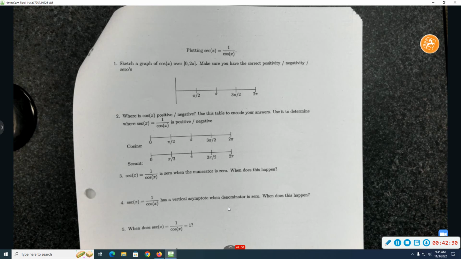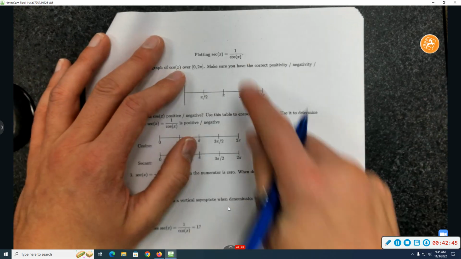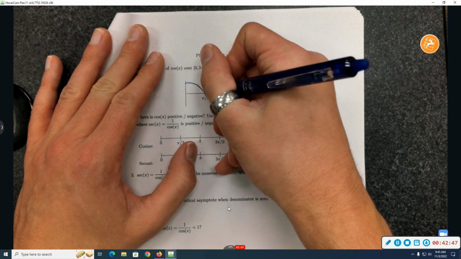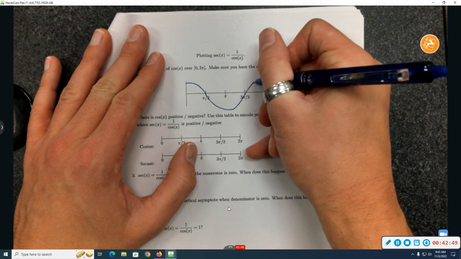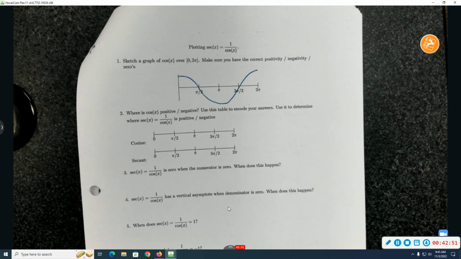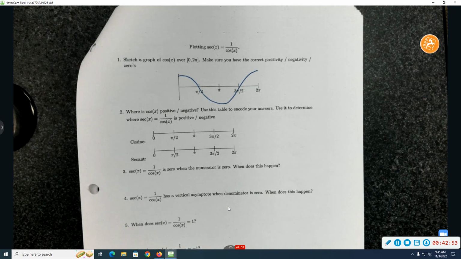So, secant is 1 over cosine. Cosine has period 2 pi. This should also have period 2 pi, so we can't play the game where we restrict ourselves to just 0 to pi. We have to go all the way from 0 to 2 pi. So, secant is just built out of cosine. So let's start with the graph of cosine. So tell me, where will secant be positive or negative?